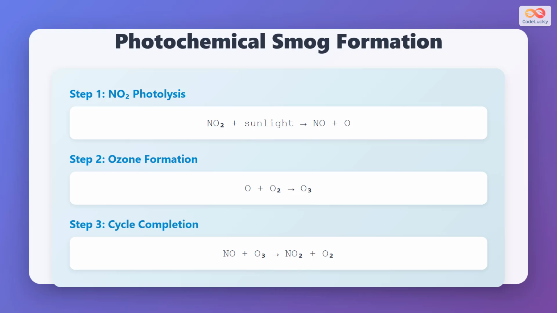The formation of photochemical smog involves a series of chemical reactions driven by sunlight. In step 1, nitrogen dioxide molecules absorb sunlight energy and break apart into nitrogen monoxide and atomic oxygen. This process is called photolysis. In step 2, the atomic oxygen reacts with oxygen molecules in the air to form ozone. Finally, in step 3, the nitrogen monoxide can react with ozone to regenerate nitrogen dioxide and oxygen, completing the cycle. This continuous cycle produces high levels of ground-level ozone, which is harmful to human health and vegetation.